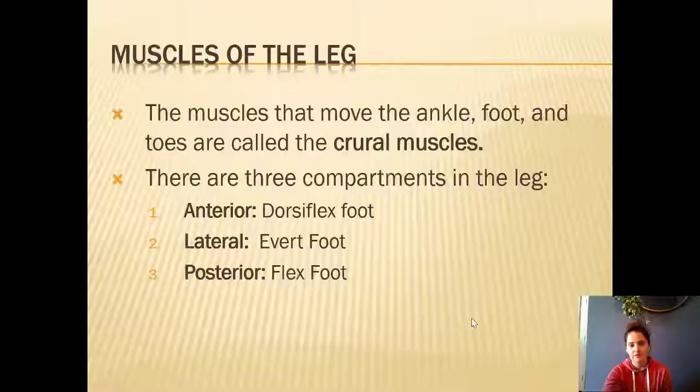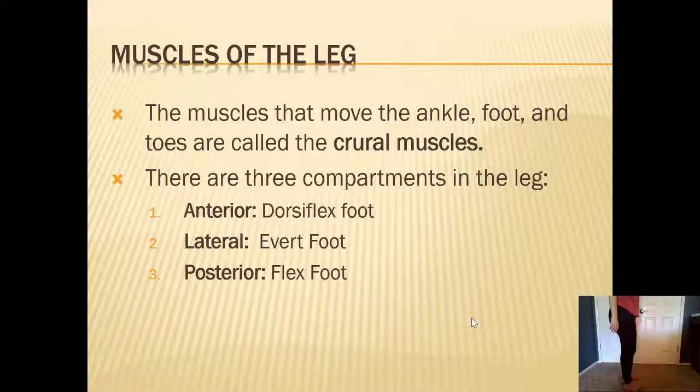Okay, looking at the muscles of the leg, we have 3 compartments here. An anterior compartment, a lateral compartment, and a posterior compartment. And they each do different things. So the anterior compartment will be responsible for dorsiflexing your foot, which is this movement here.